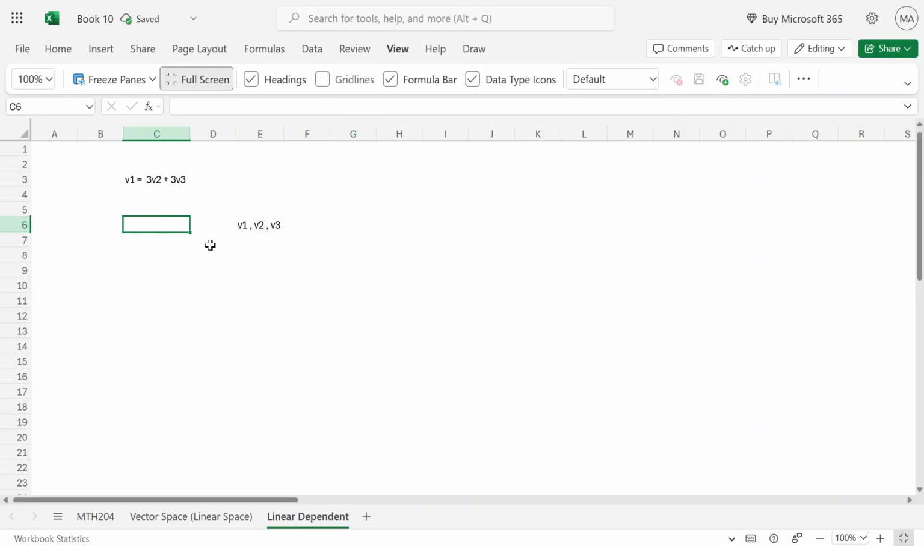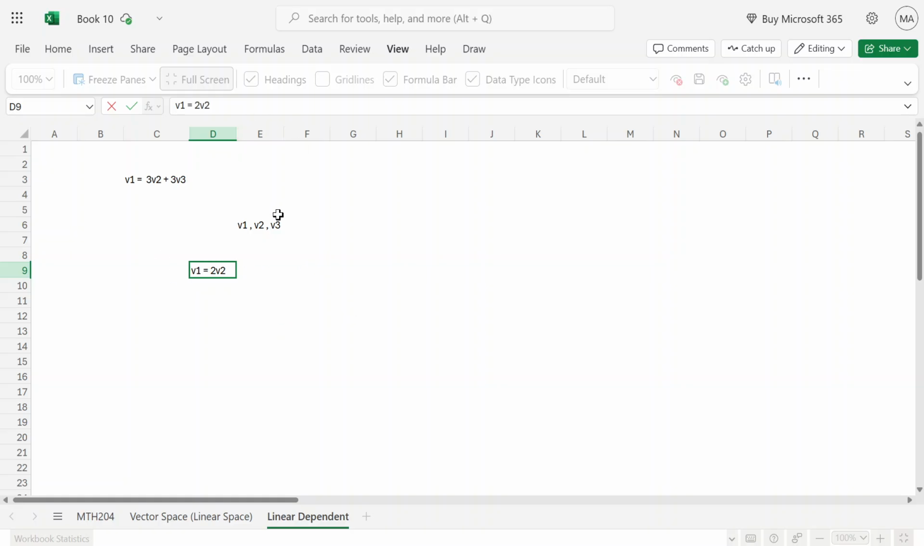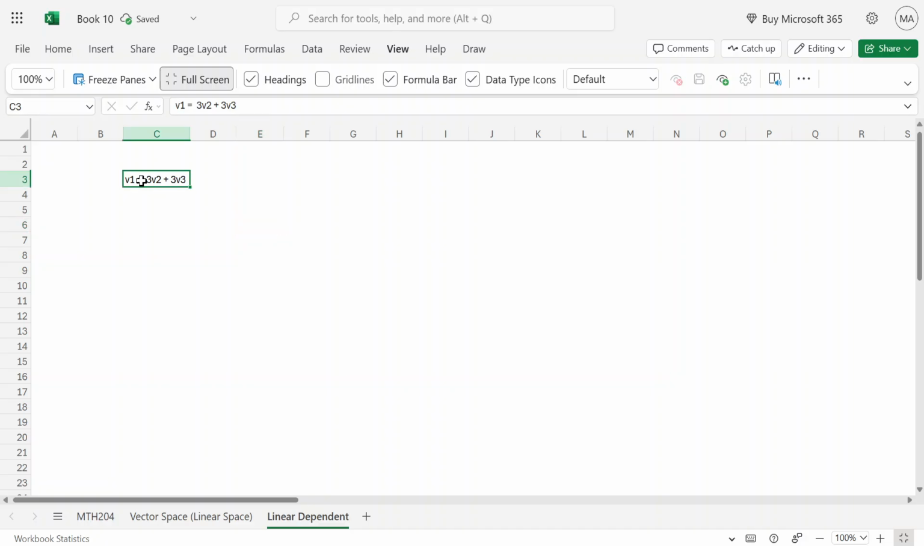Or let's say v1 equals 2v2. If there is anything like this in our system, then one of the vectors is depending on another. Do you understand? So if there is any dependency, then we say our system is linearly dependent, and if there is none, we say our system is linearly independent. So how do we test for it?